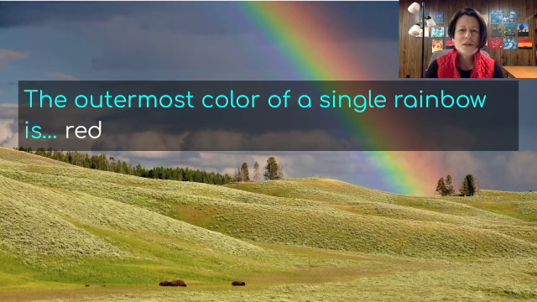The outermost color of a single rainbow is red, and we see that here it is the red. We're going to watch some videos in class about the formation of a rainbow, but in order to see a rainbow you have to have the sun at your back low in the sky, and you have to have raindrops in front of you.